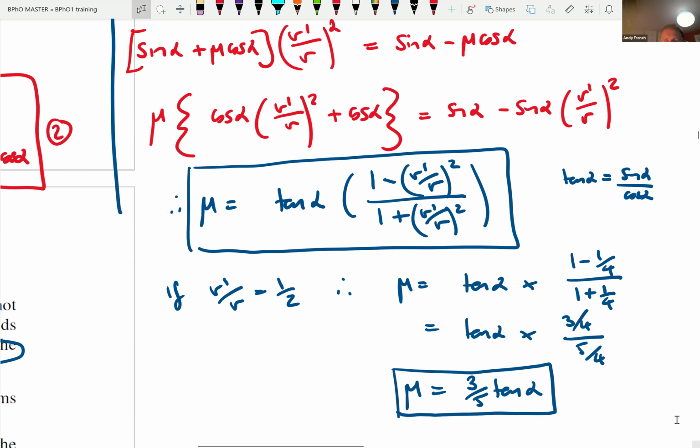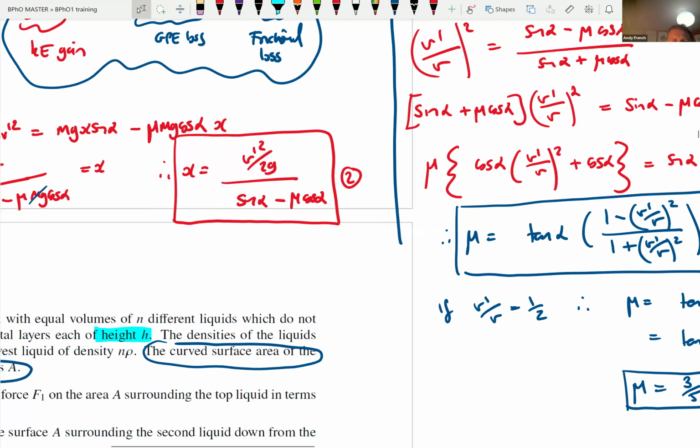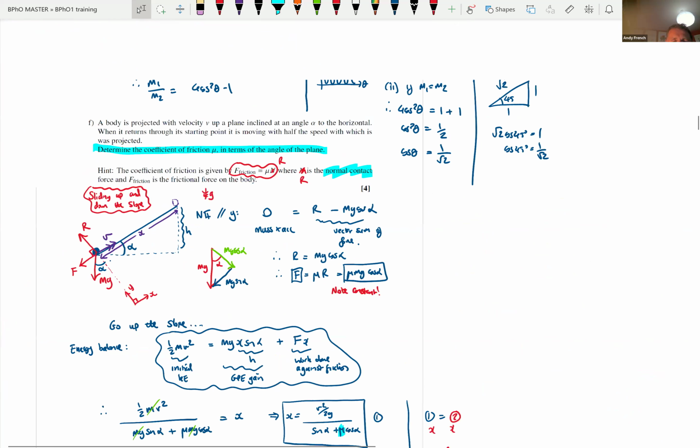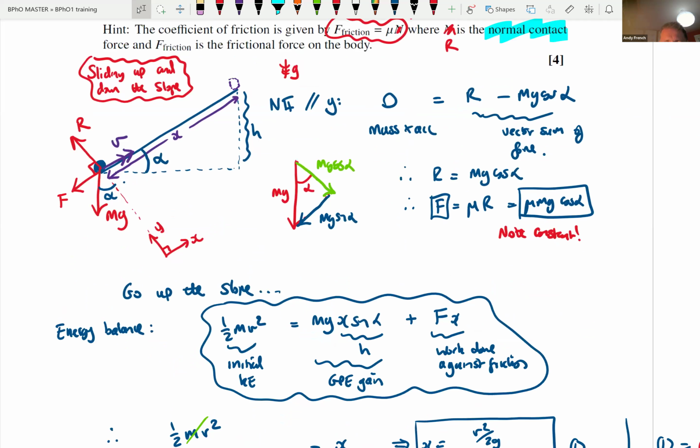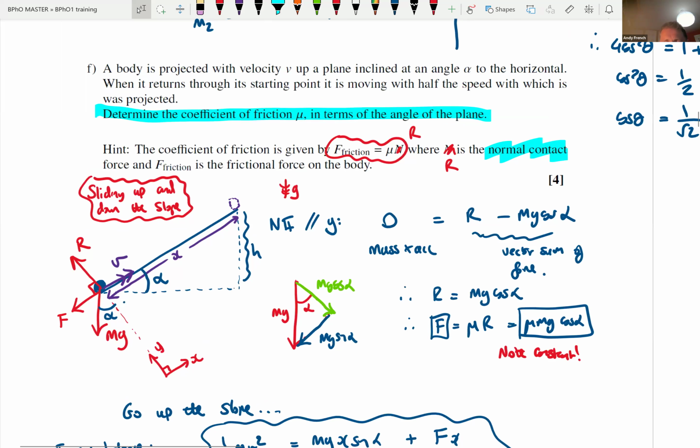So what does that mean? If our coefficient of friction, remember that's just a number, is 3/5 tan alpha, then our little body, which is sliding up the slope, will come back down and will lose half its velocity. So I think there's lots of nice paradigm examples in there. We've taken our time over it. We've used Newton 2, we've done a diagram, we've resolved forces, and then we've been careful about conservation of energy. And we've stayed algebraic. Well, we have to because we're not actually given any numbers here.